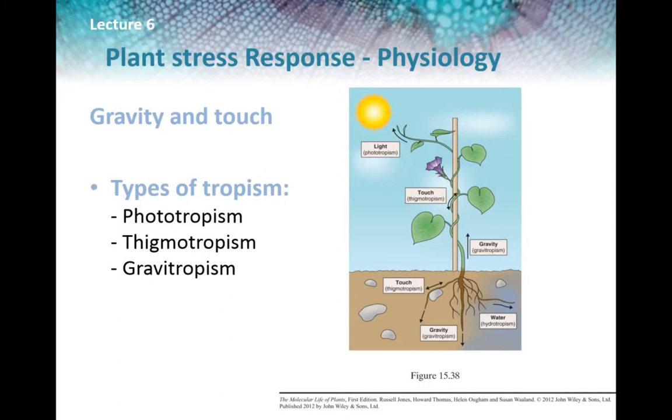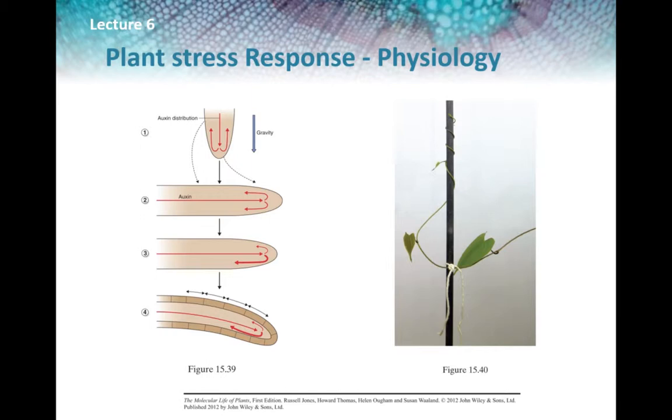Roots are positively gravitropic, growing in the direction of gravity pull, while shoots are negatively gravitropic. The response of tropism in general is a result of asymmetric elongation of plant cells on either side of the organ. This is controlled by the gradients of auxins in the tissue.